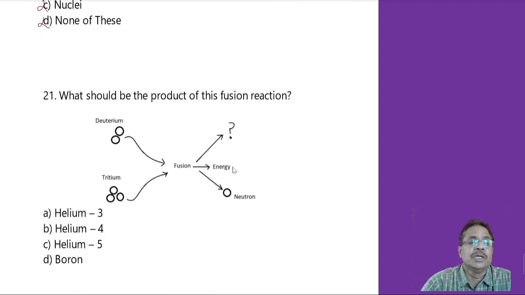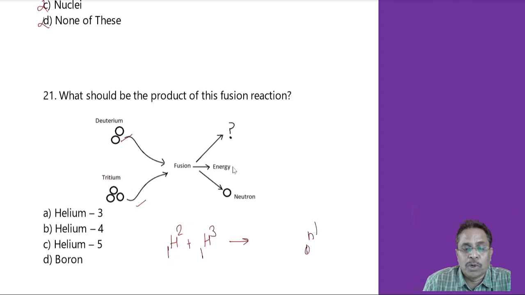And the last question, number 21. What should be the product of this fusion reaction? That shows a deuterium atom coming here. This is a tritium atom. So we can write this reaction as 1H2, this is deuterium, and tritium is 1H3. On the right hand side, there is already one neutron, so this is 0n1. One neutron is there, one proton is there. So the total number of protons before the reaction is 2, and the total number of nucleons is 5. 2 plus 3 is 5.